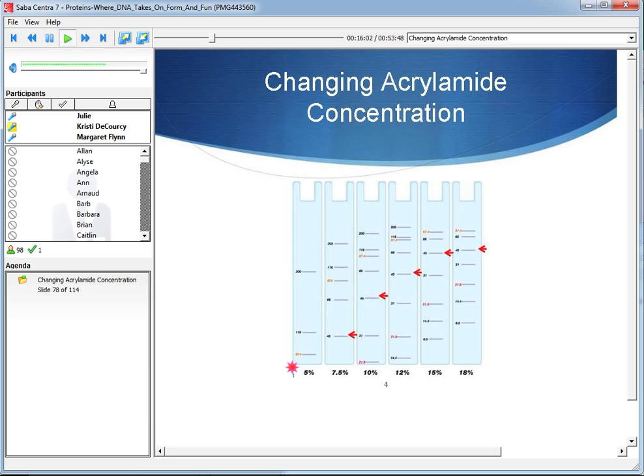So if you're interested in looking at a protein that is, say, in the 30 to 45 kilodalton range, you would want to use a gel that is, say, 12 to 18%. You certainly wouldn't want to use a gel that's down at 5 or 7.5%. Okay, what's the next thing we need to talk about?